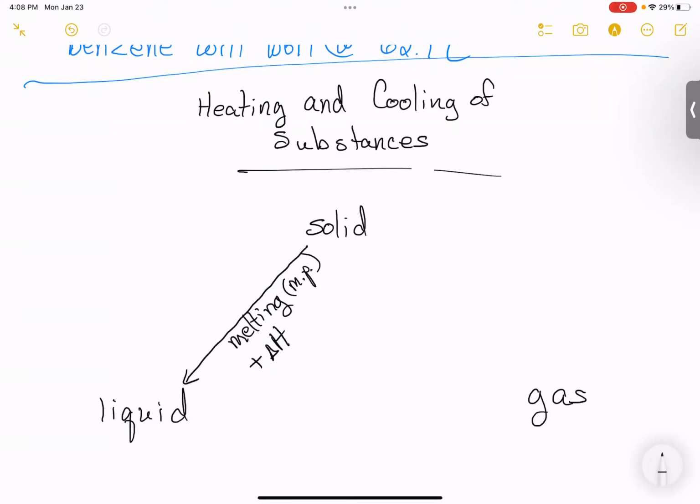Because as you go from a solid to a liquid, what are you doing? You are causing some of those intermolecular forces to break apart. So you've got to add some energy to make that happen. Then as we go from a liquid to a gas, that is considered to be evaporation.